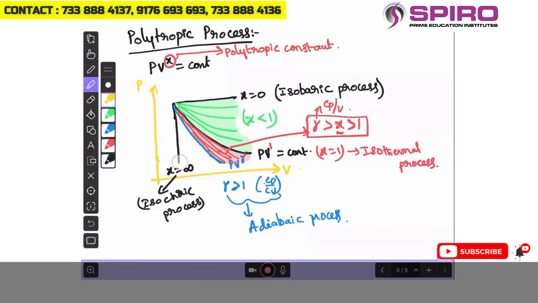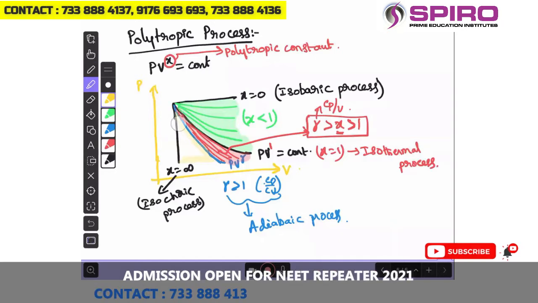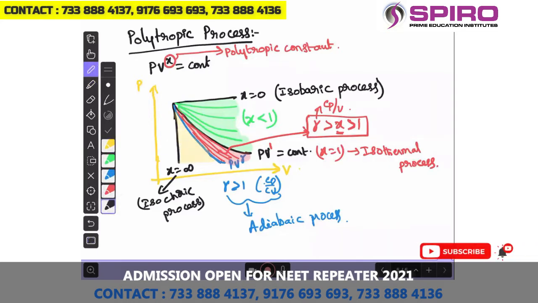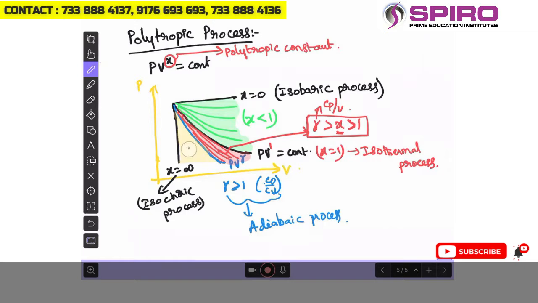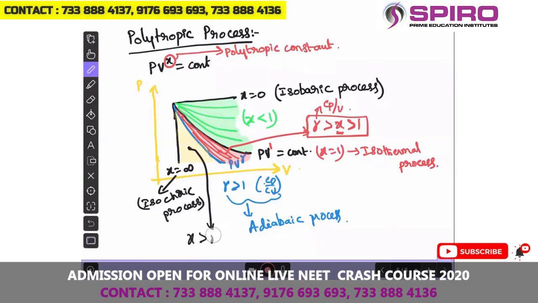So in this region, if you consider any polytropic process for which the X value is greater than gamma, greater than Cp by Cv, they will fall under this region. This is how all the polytropic processes can be understood.